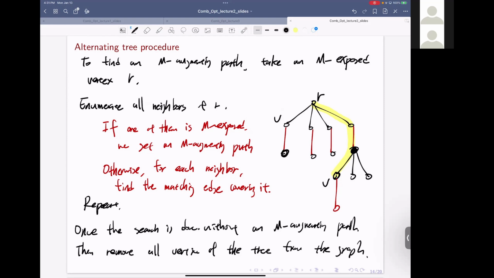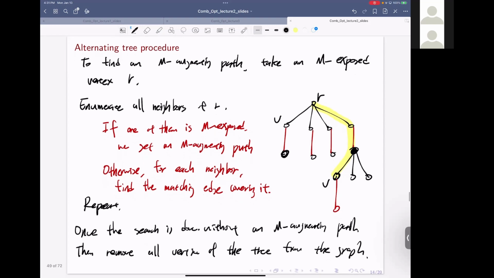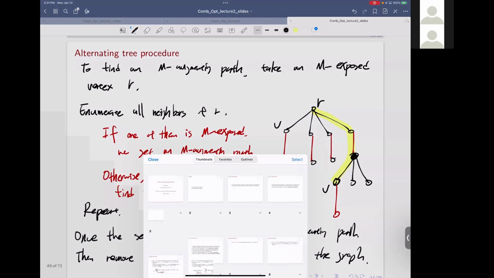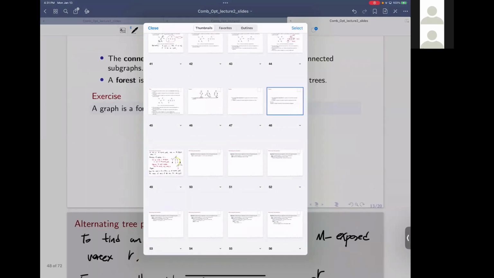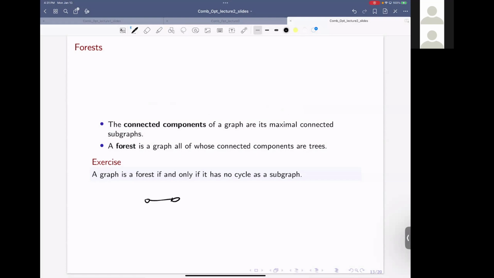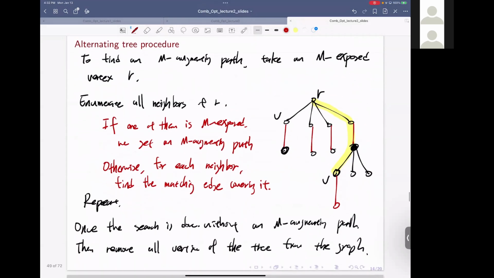So let me use this slide. This is an M augmenting path of length 1, and you can have length 3. It doesn't have to have an edge in front of the matching. As long as you start with a non-matching edge and you end with a non-matching edge, then this is augmenting. You can have just one single edge, but this is not augmenting. Any question?